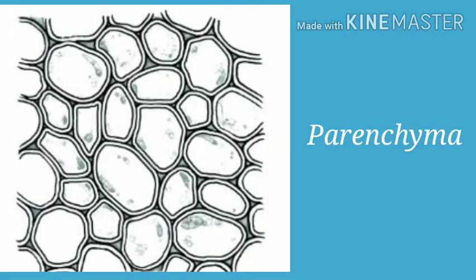Parenchyma cells. Parenchyma cells are composed of cells with the simplest structure. They are seen in the soft parts of the plant, which help in photosynthesis and the storage of food.